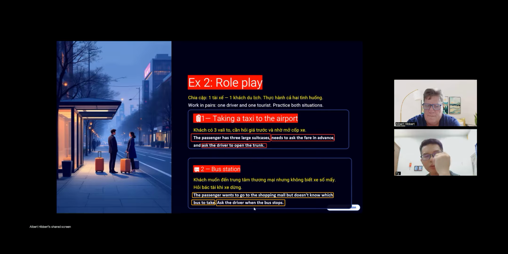How long? Then you must ask the driver, how will I know when to get off at the shopping mall? How will I know? Please tell me when to get off. Please tell me when the bus stops.